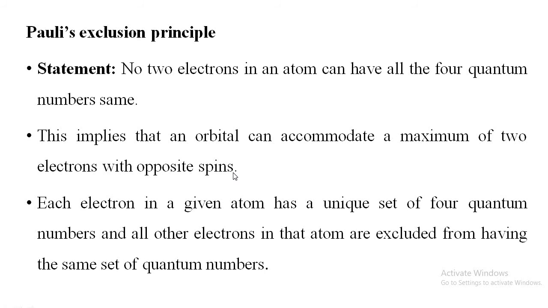This is because the n, l and m values for the two electrons in an orbital are same, so they must have spin quantum numbers plus half and minus half. Each electron in a given atom has a unique set of four quantum numbers, and all other electrons in that atom are excluded from having the same set of quantum numbers.